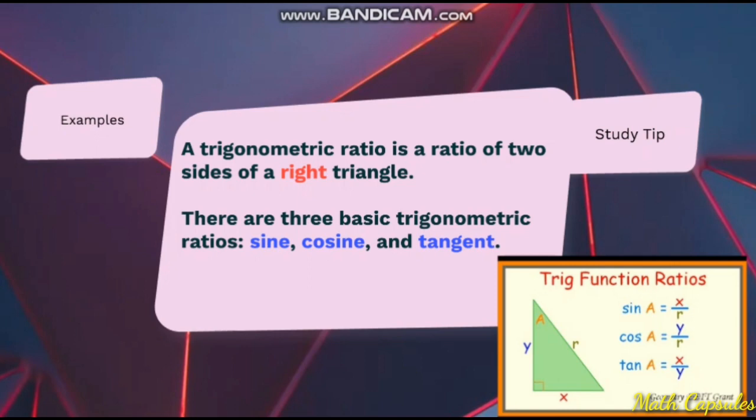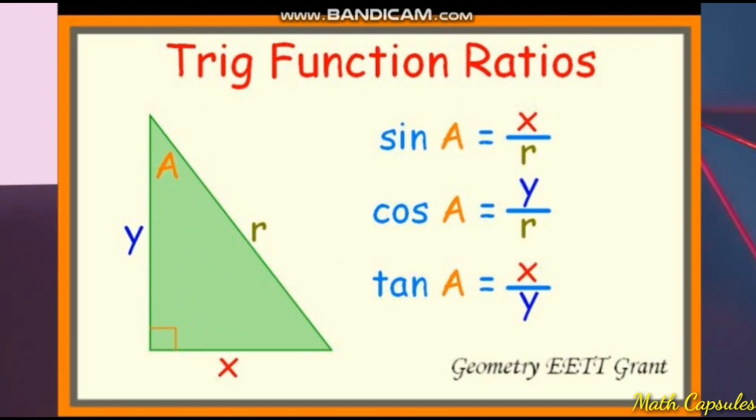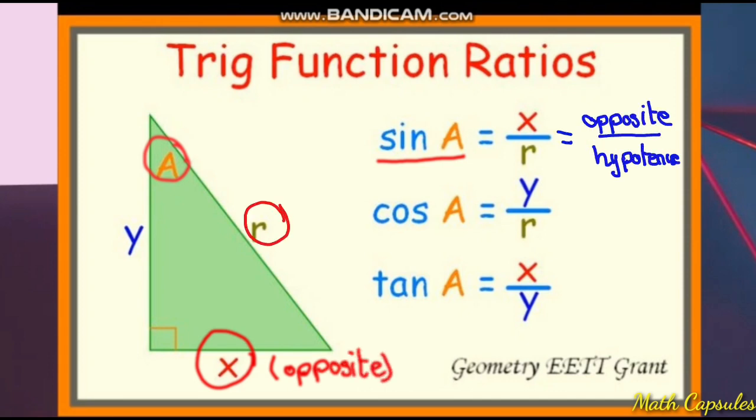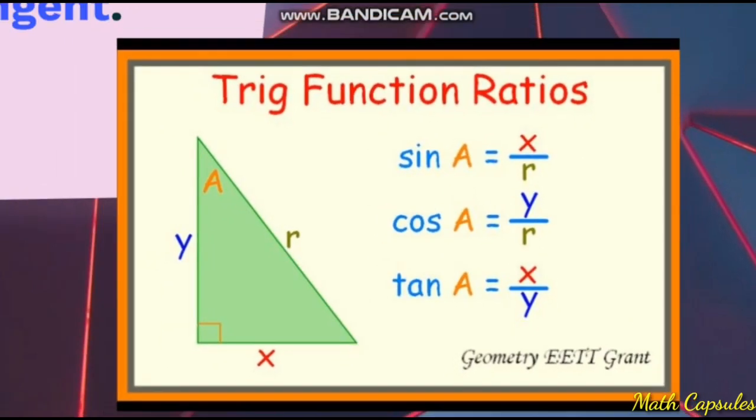There are three basic trigonometric ratios: sine, cosine, and tan. Sine of an angle A is equal to the opposite side x over the hypotenuse r. And the cosine of an angle A is the side y, which is the adjacent side, over the hypotenuse r. And tan A is the opposite side x over the adjacent side y.